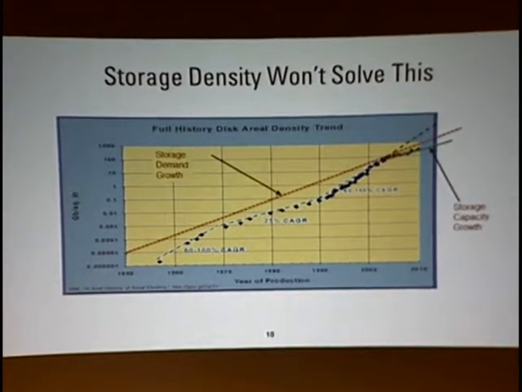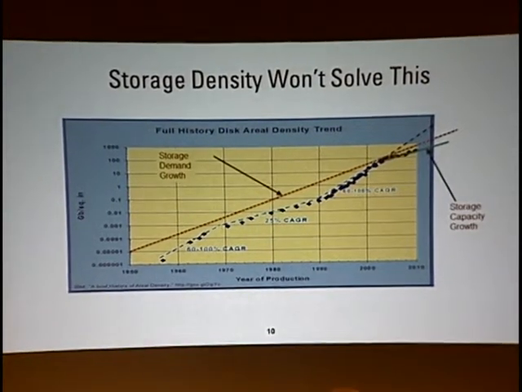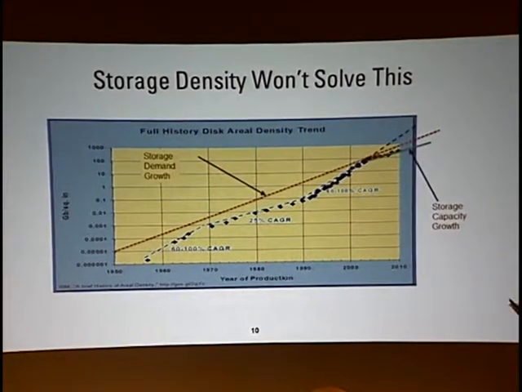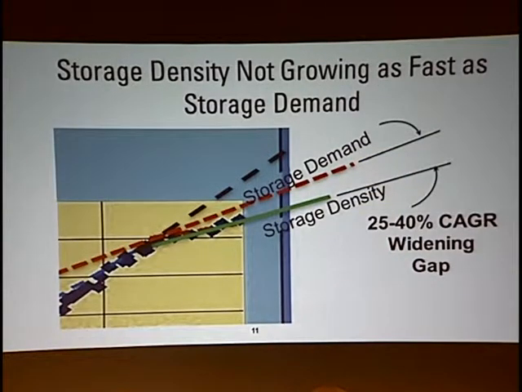This is a chart of areal density, which is how closely they can pack the bits together on a disk over the last 40 years or so. And you can see the demand line being relatively constant, doubling every couple of years. We did pretty good in the 1990s and 2000s. We actually caught up with the slope. We were increasing areal density faster than we were driving the demand. But in the last couple of years, we haven't had the technological and manufacturing breakthroughs that we did in the mid-1990s and 2000s, and we're starting to fall behind at something like 25 to 40% per year compounded annual growth.